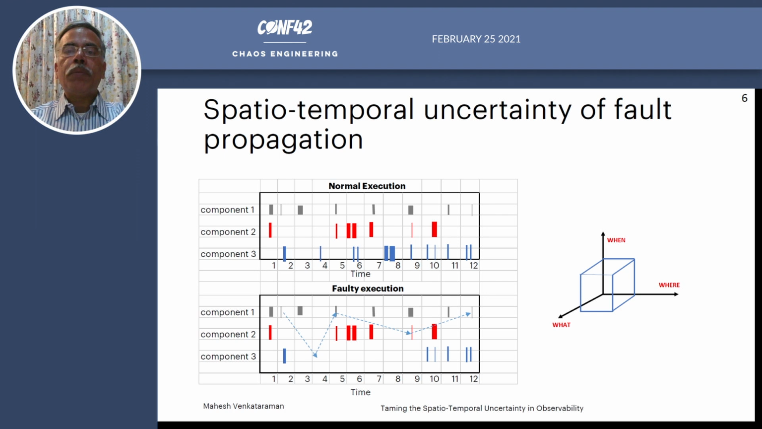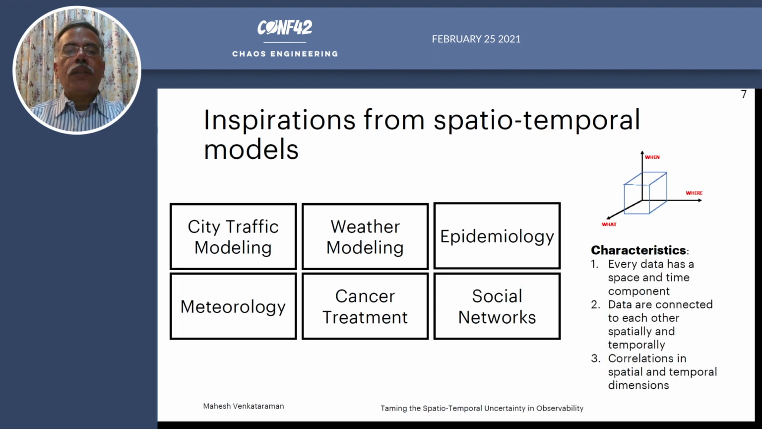Note this problem can be modeled as a spatio-temporal problem. We can draw inspirations from other disciplines like city traffic modeling, weather modeling, epidemiology, cancer treatment, and social networks. For example, in cancer prognosis, one could do prognosis as to where the source of cancer is, how the metastatic pathways do take place in the patient. And that's a spatio-temporal problem modeling. Similarly, in other disciplines like social networks. The problem is very similar in observability.